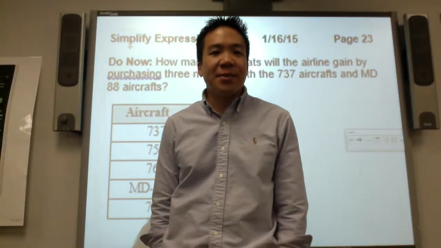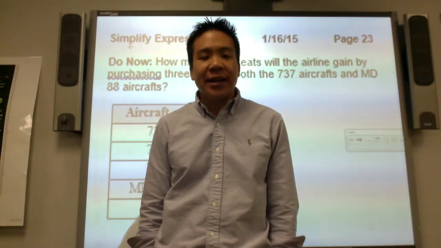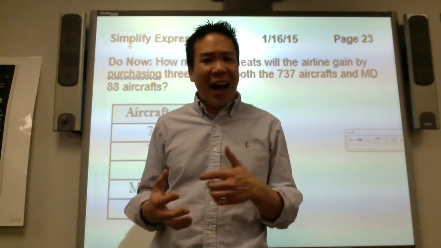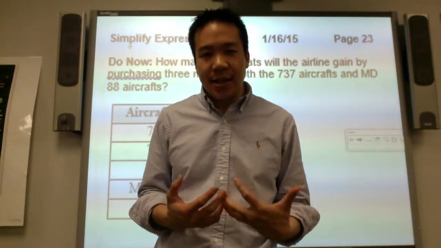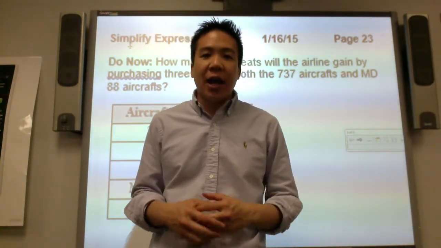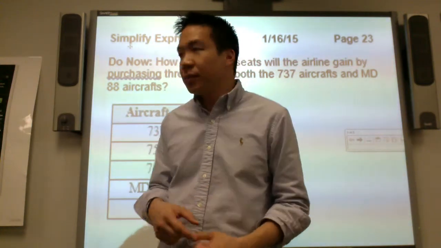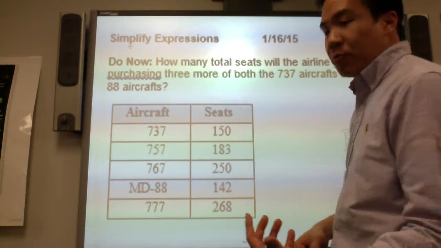Today we're going to talk about how to simplify expressions. Again, an expression is a math sentence without an equal sign. It contains numbers, symbols, which are called variables or letters, and an operation. So let's review what we learned about the distributive property.